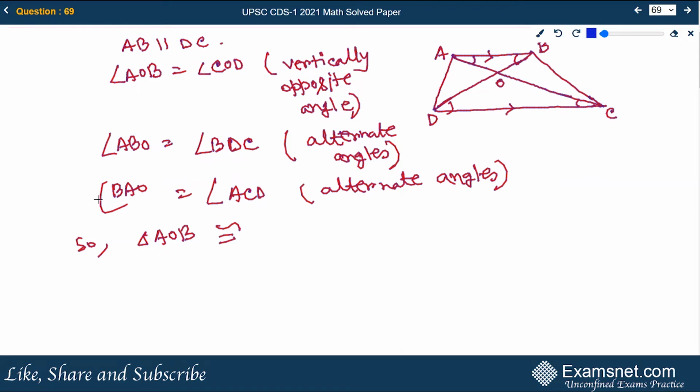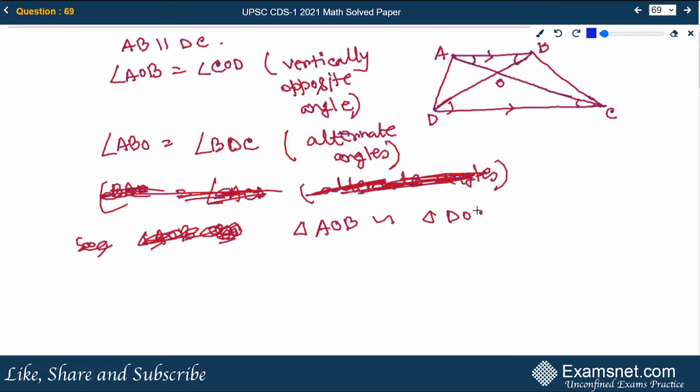So from AAA criteria, triangle AOB congruent with... okay, no, we are not going to say congruence, we are doing similarity. They are not congruent triangles, they are similar triangles. Please make the correction. So these two are equal angles. So triangle AOB is similar with triangle DOC based on AA criteria. Based on AA criteria, these two triangles are similar.